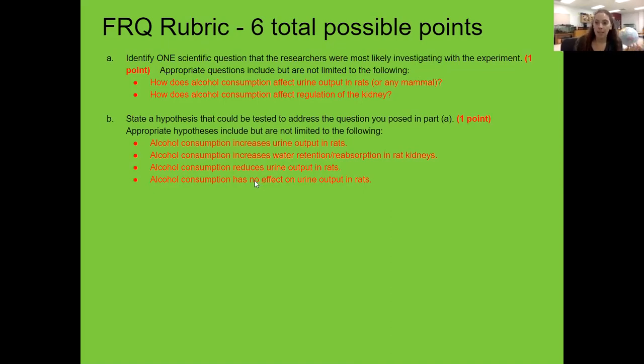The one thing that students put down as a hypothesis that they frequently lose their point on is they'll just say drinking alcohol changes the urine output or changes the amount of urine. You need to be specific. Changes is too vague. Make a prediction. Did it go increase or decrease? Not that it changes. No change is fine. Changes is not specific enough.